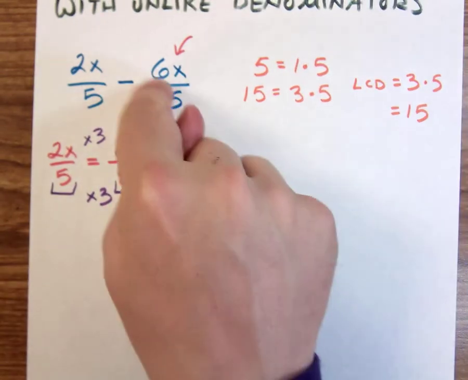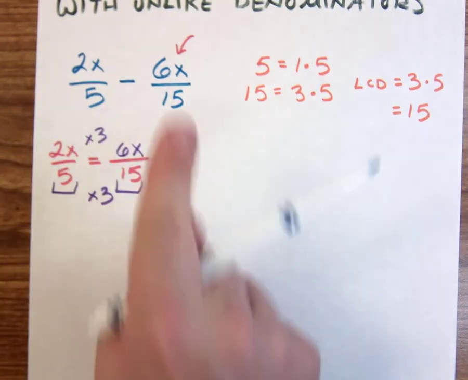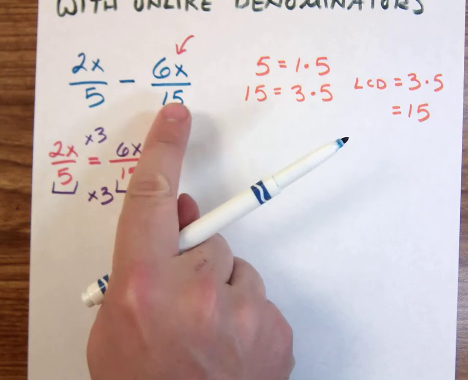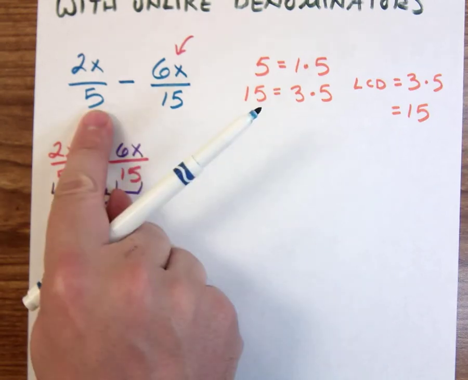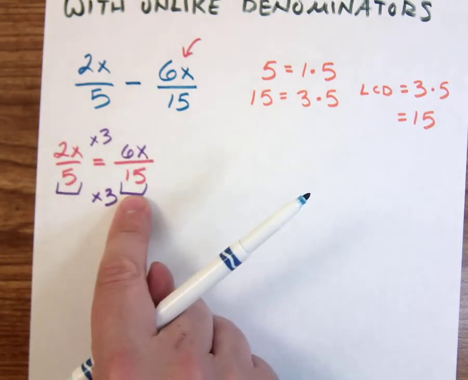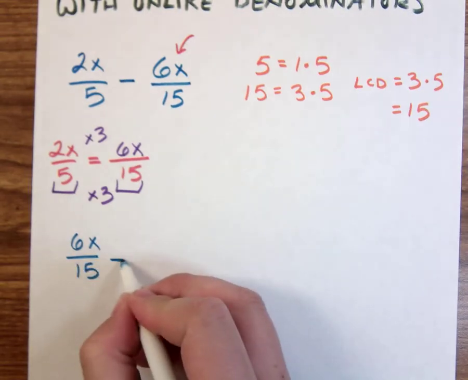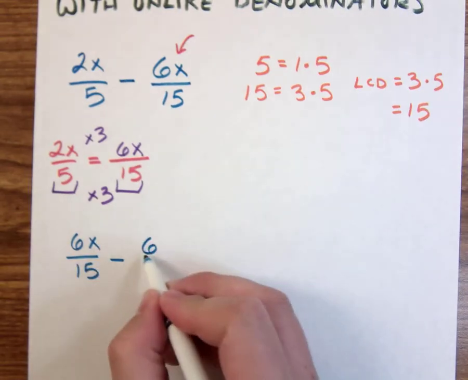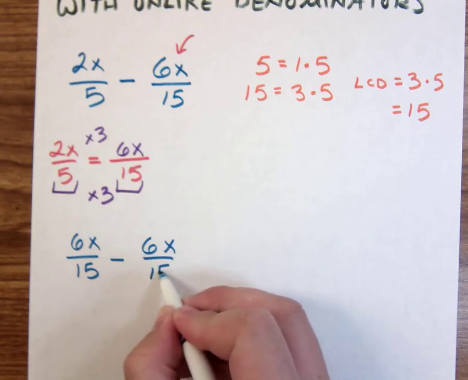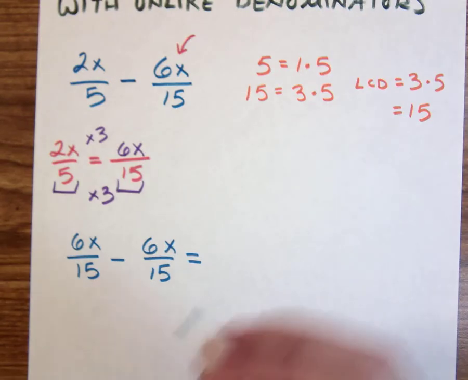Okay, so I'm going to take this expression here. The 6x over 15 is going to stay the same because it already had a denominator of 15. The 2x over 5 is what's going to change. Instead of 2x over 5, it's now going to be 6x over 15. So 6x over 15 minus 6x over 15. The answer is 0.